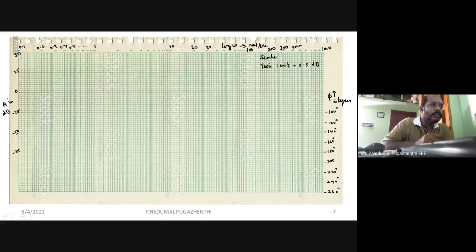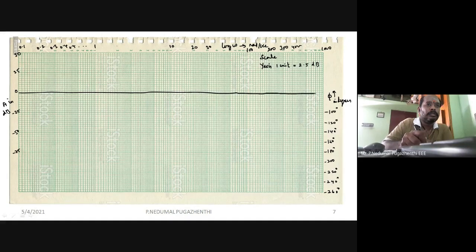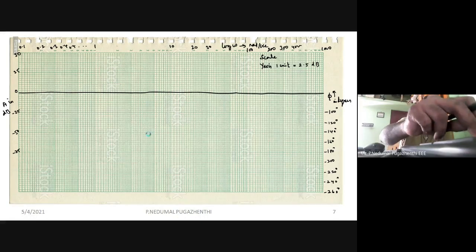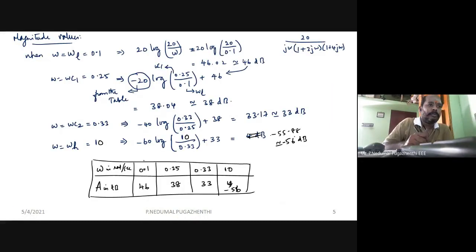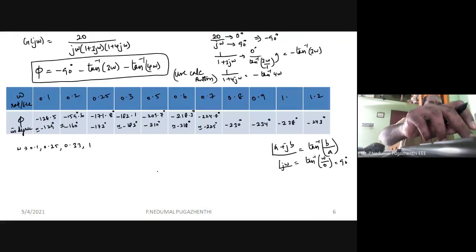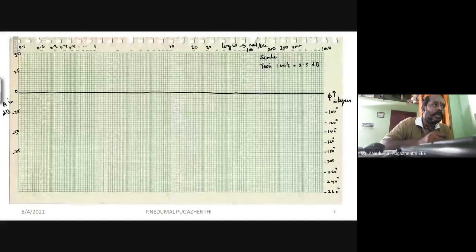So let me slowly draw my 0 decibel line. This is my 0 decibel line. Right. And now I have to choose my points at each magnitude. The first point is at 0.1. The value is 46. At 0.1 it is 46. At 0.1, where is it? It is here.